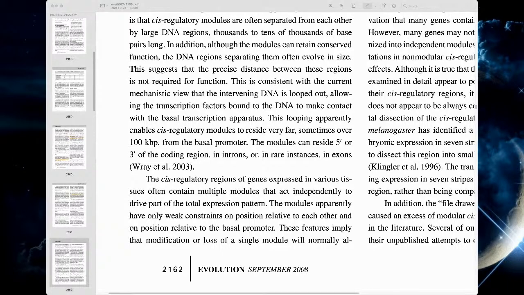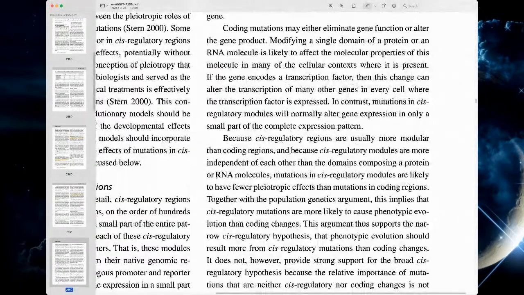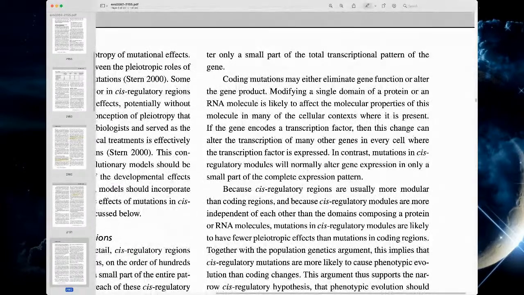Express in various tissues, often contained. Okay, that makes sense. Well, we'll go to the next part. Okay. Up here. Small part of the total.